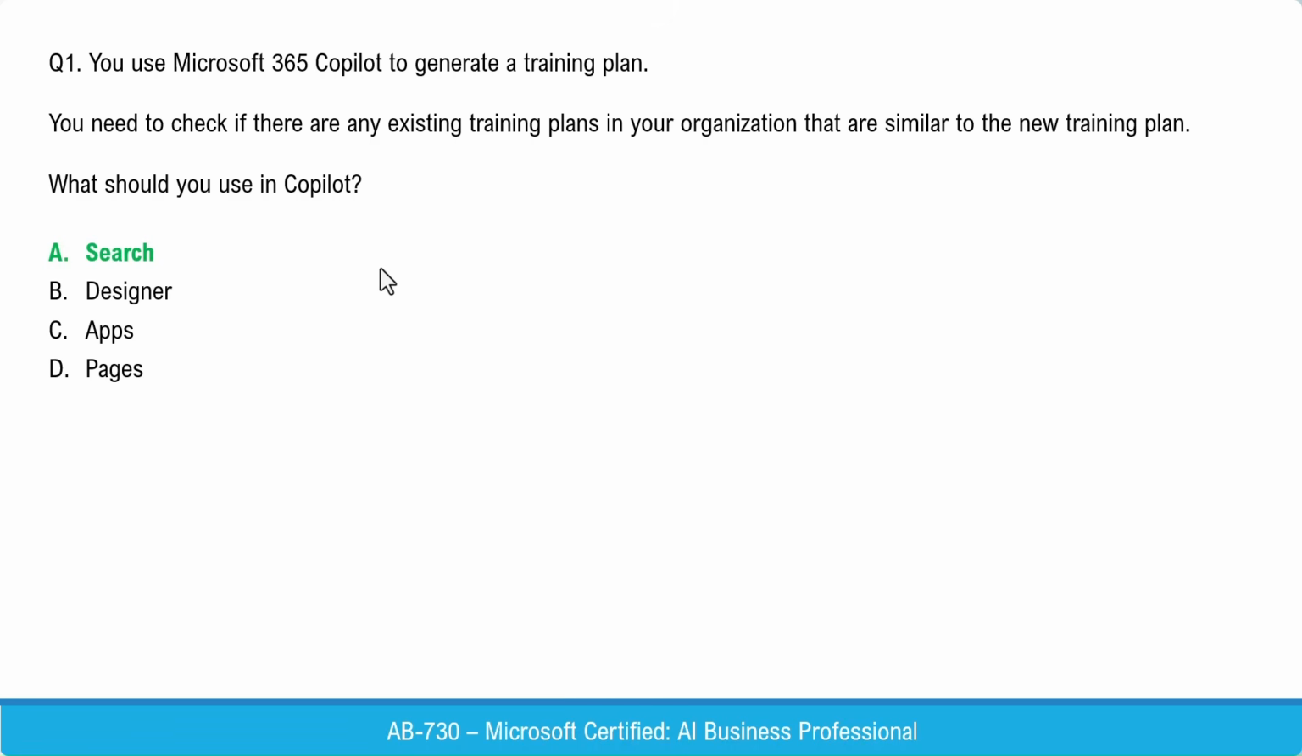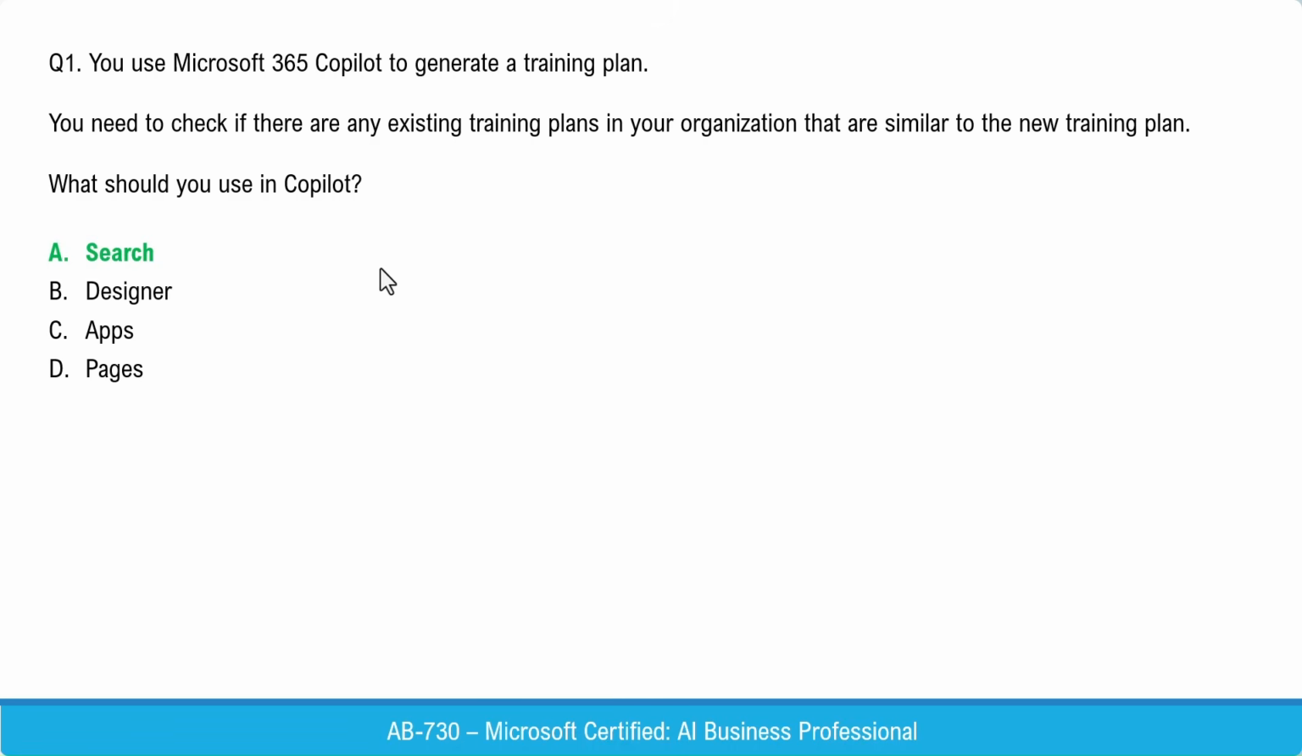Now let's understand why. In this question, you have already created a training plan, but before finalizing it, you want to check if similar plans already exist in your organization. So the requirement is not creation, it's discovery. Whenever you need to find existing content across Microsoft 365, the feature you should immediately think of is search. Search allows you to look across SharePoint, OneDrive, Teams, and other sources to identify documents that already exist. This helps you to avoid duplication and reuse existing work. So option A is the correct answer.